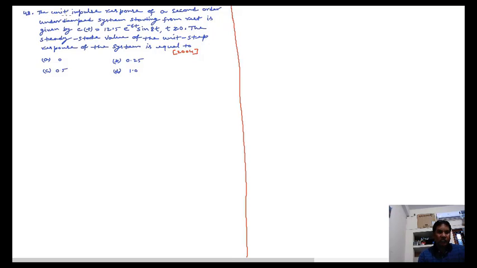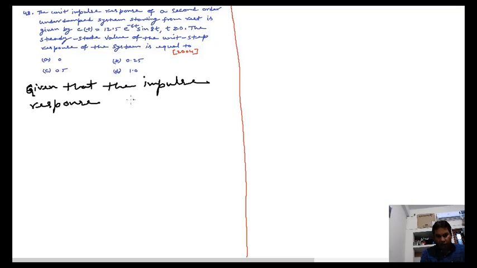Now it is given that the unit impulse response of a second order underdamped system starting from rest is given by c(t) equal to 12.5 e to the power minus 6t sin 8t for t greater than or equal to 0. The steady state value of the unit step response of the system is asked. So the impulse response is given. Now let me write: the impulse response is c(t) equal to 12.5 e to the power minus 6t sin 8t.